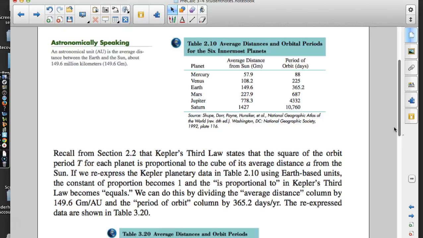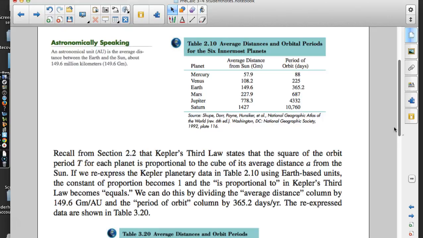What's an Earth astronomical unit? And the days of an orbit on the other planets, that doesn't match ours. So if we want to talk about this intelligently, we would need to change all this information so it had to do with Earth, because that's what we know.